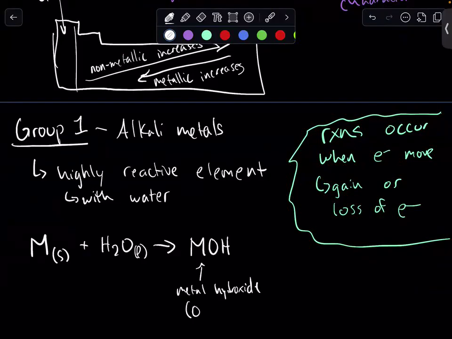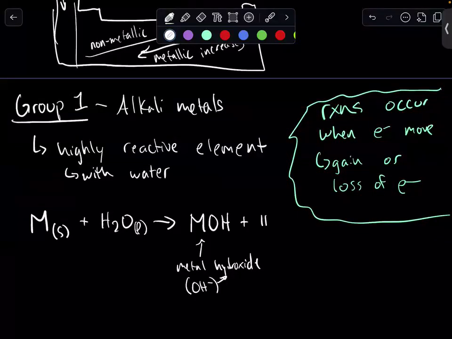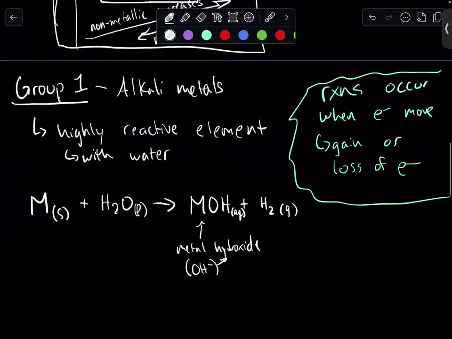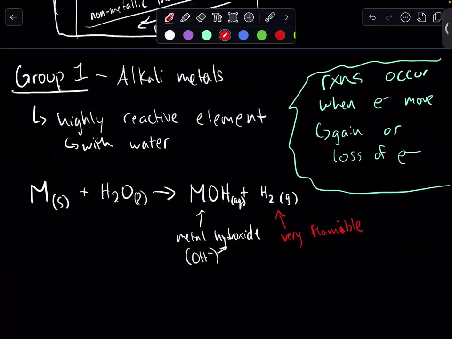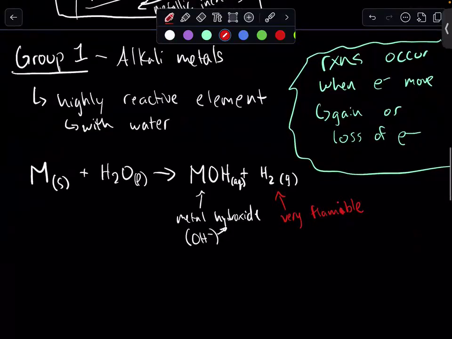That's because OH minus is hydroxide. That's what we call it. And you also get hydrogen gas. This will be aqueous because it's going to be in the water. And now hydrogen gas is very flammable, which is why these will generally be reactions that you see with fire, because they also produce heat, which ignites the hydrogen gas.